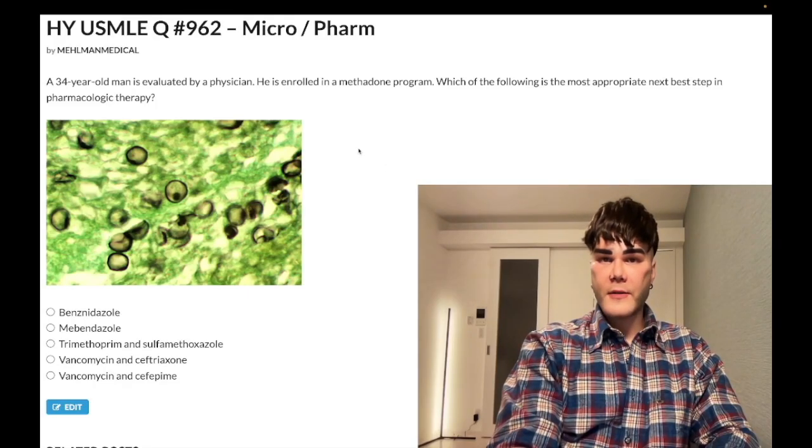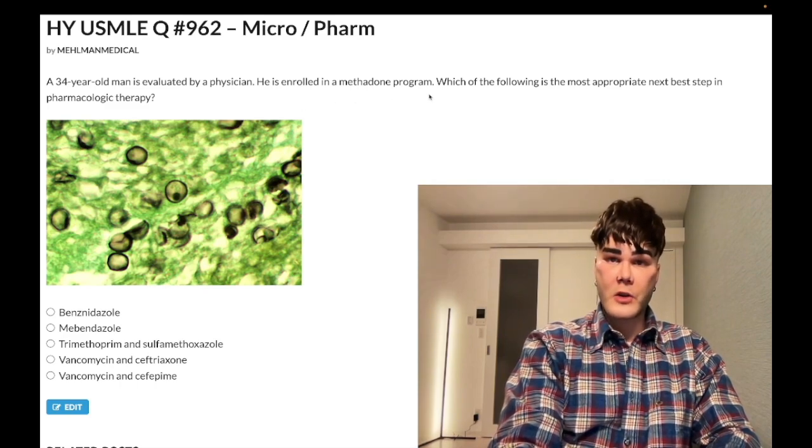How's it going, guys? Past level question, Pharm Step 1, Internal Medicine 2CK. A 34-year-old male is evaluated by a physician. He's in a methadone program, an opioid receptor agonist used to curb cravings in those with opioid or heroin use. The implication being he's an IV drug user. Which of the following is the most appropriate next best step in pharmacologic therapy? We have this smear here, which I'll talk about as we move through.